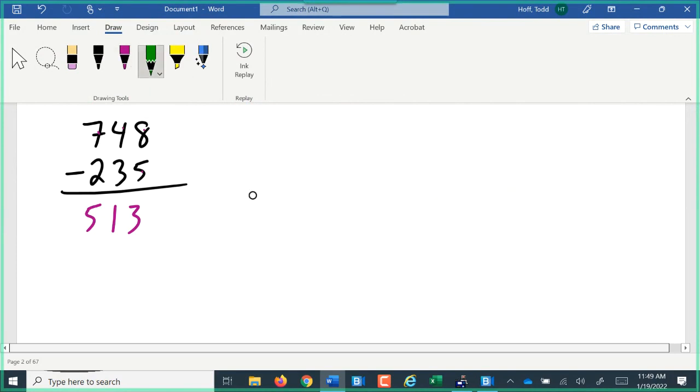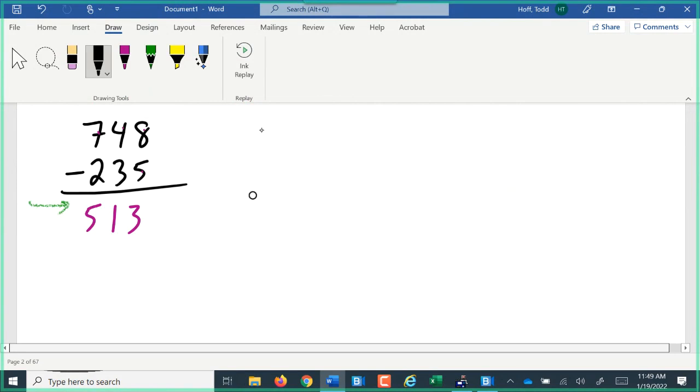Now you might have noticed again that I went backwards. I started at the left and I went to the right. That's the opposite of what we've been taught, to start at the end of the number and work backwards. For subtraction, it's in case we have to borrow.